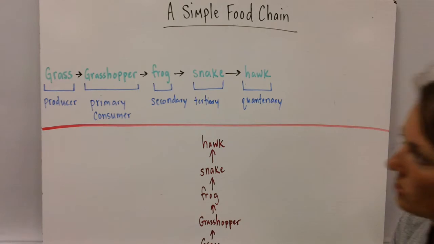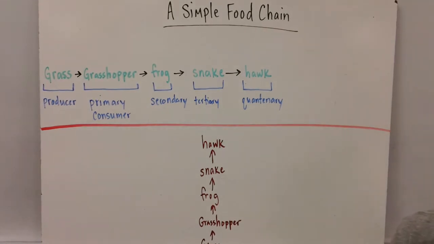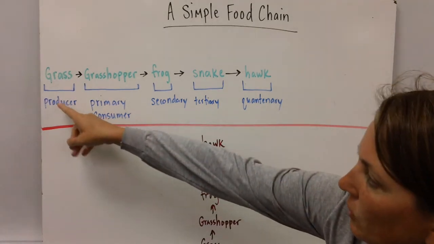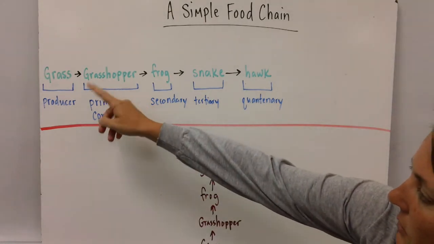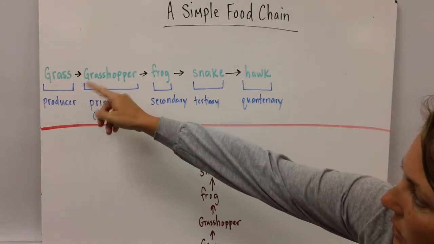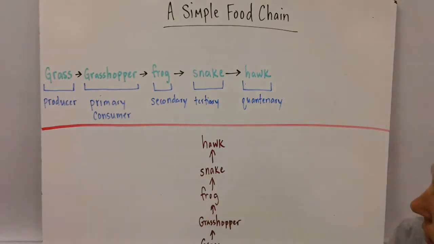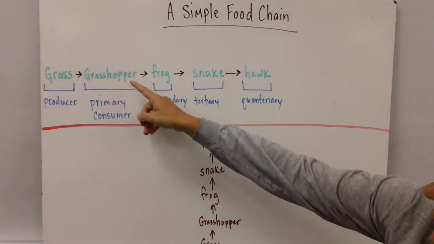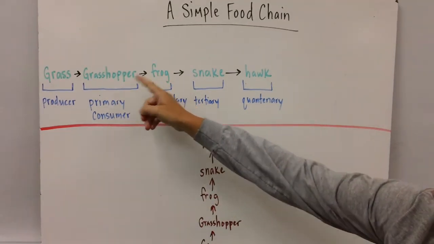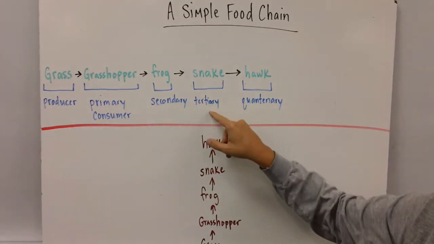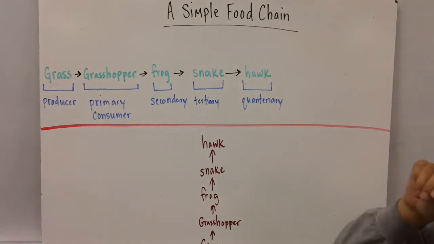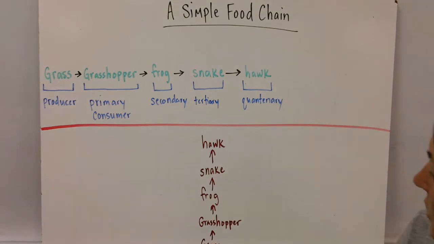So here is a picture of a simple food chain, and it's the same food chain written two different ways, but they both mean the same thing. So over here on the left, the food chain starts with our producer, which is grass. The grasshopper eats the grass, so the grass is giving energy to the grasshopper, and it would be a primary consumer. The grasshopper gives its energy to the frog, because the frog eats the grasshopper. That would be secondary. The snake would eat the frog, which would be tertiary, and then the hawk would eat the snake, which would be a quaternary consumer.